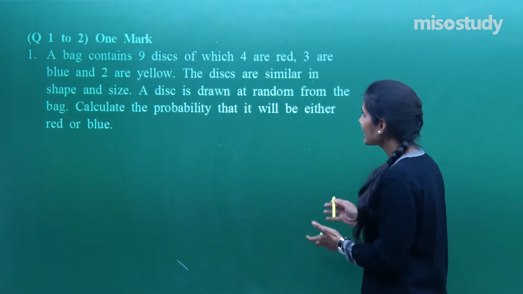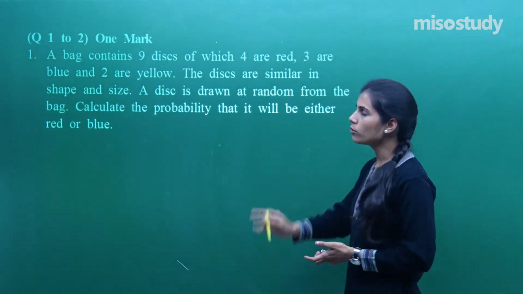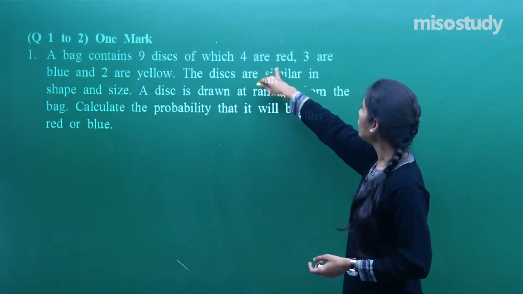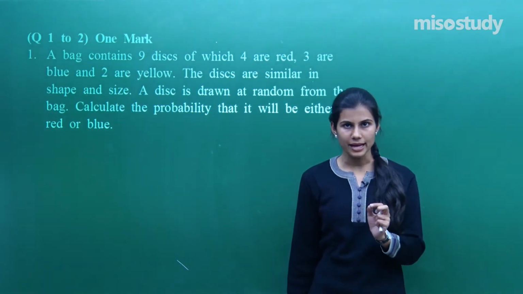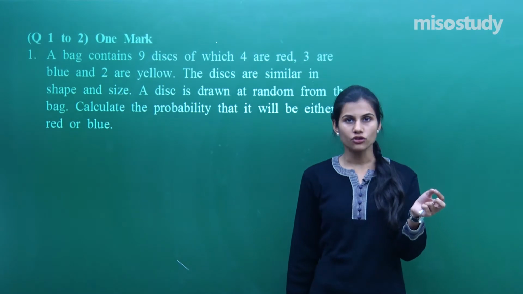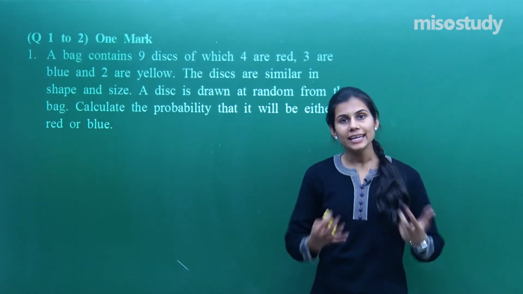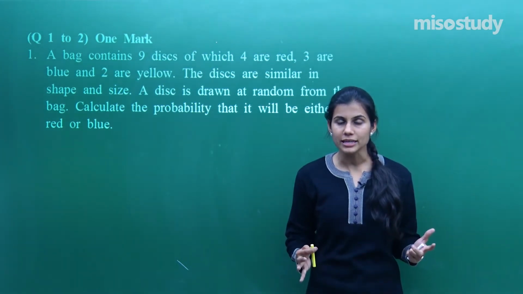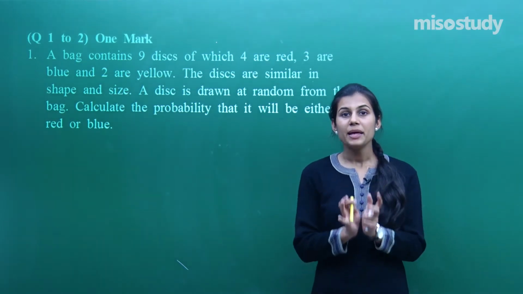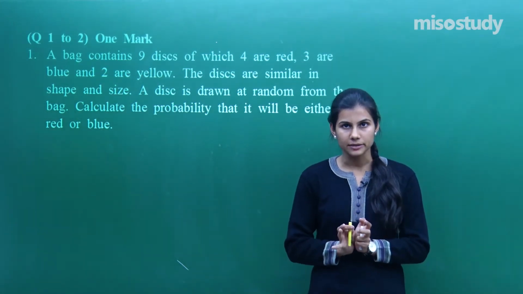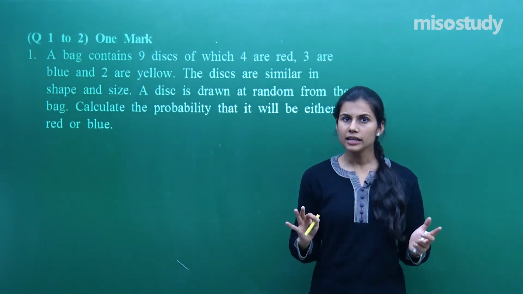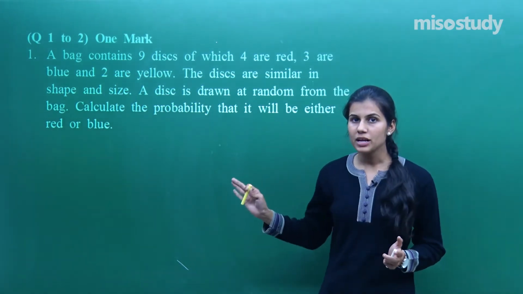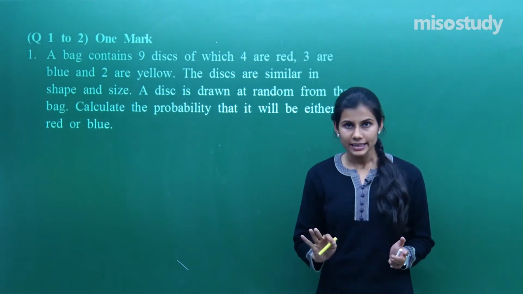So you have a bag consisting of 4 red, 3 blue and 2 yellow balls. 4 plus 3, 7 plus 2, 9. In all there are 9 balls in the bag. One ball is being drawn. That one ball can be any one of these available 9 balls. That means in my sample space there are 9 members sitting. Fine. 9 possible outcomes are there. Is it clear? Therefore, total number of elementary events in the sample space is 9.